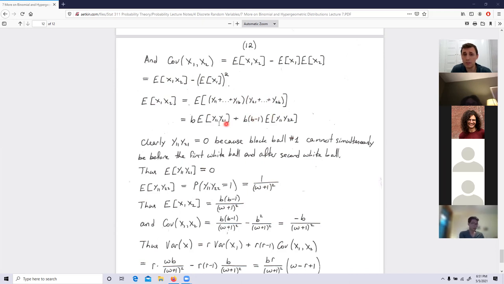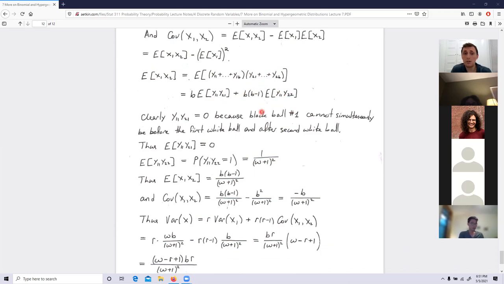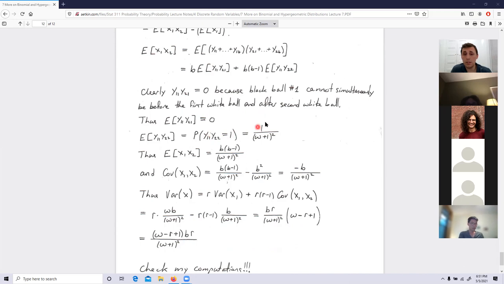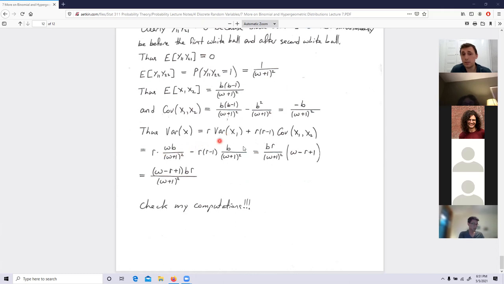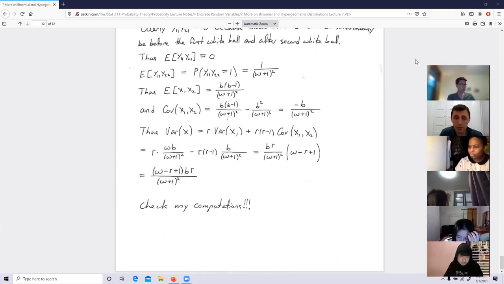Okay, so this is all gone. It's just this part that matters. And so when is that probability equal to one? It's the probability that each of them is in the right place. It's one over W plus one, squared. So having calculated that number, you now have the covariance. It's already easy to compute, and then you simply combine the results. This is my result, and again, check my calculations. Good, we understand, or understand nothing today.